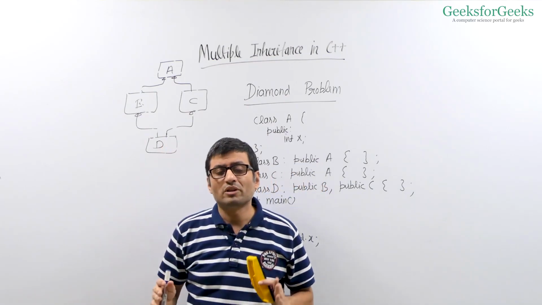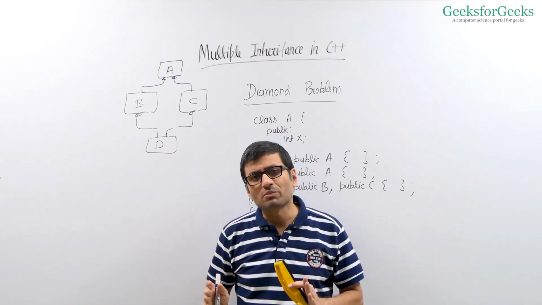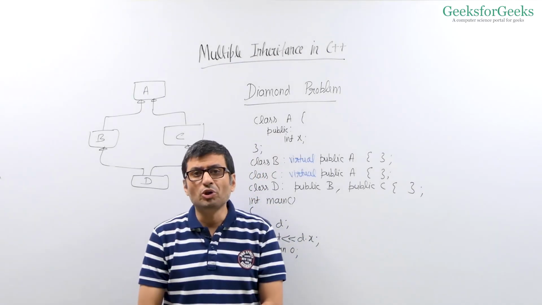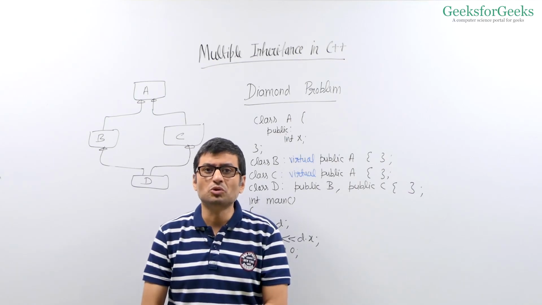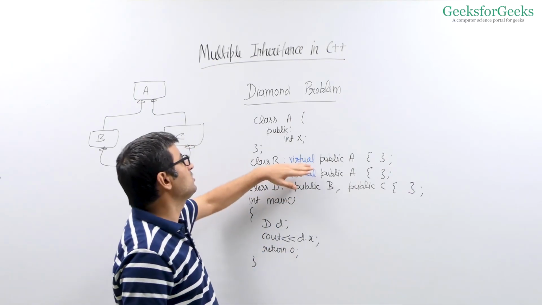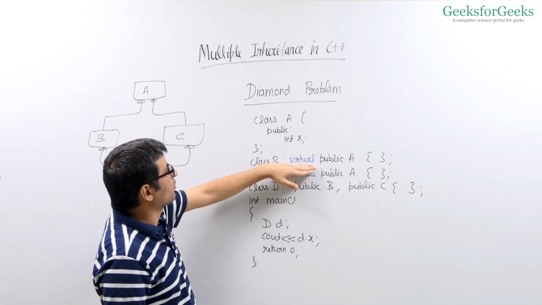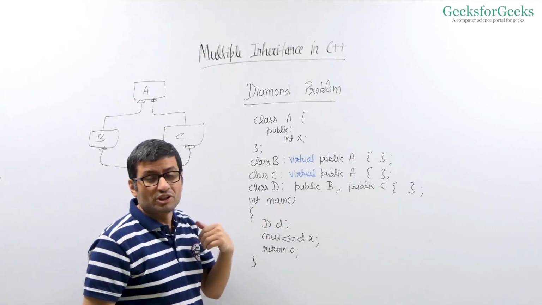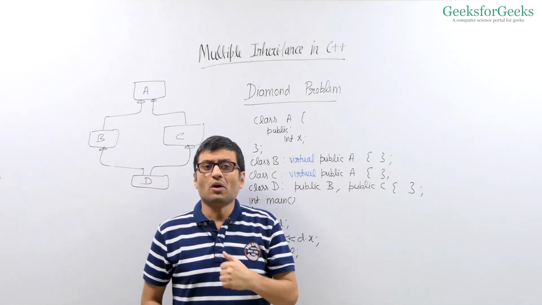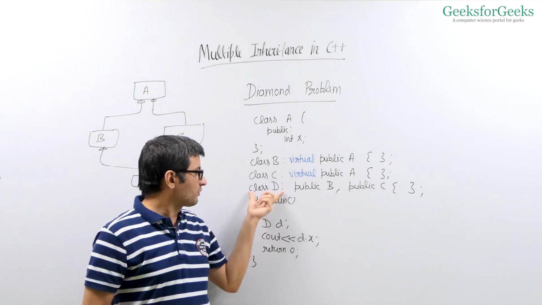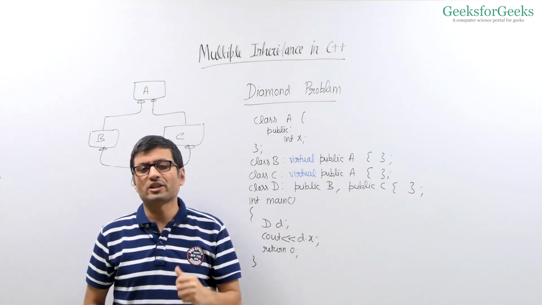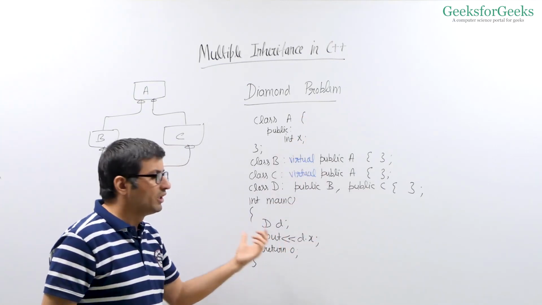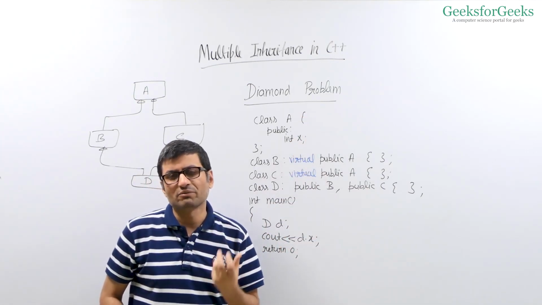So this is the problem, the diamond problem, and C++, since it allows multiple inheritance, has a solution for it. The solution by C++ is to use the virtual keyword. We use the virtual keyword when we inherit from class A, so we use it two times. What is the advantage of the virtual keyword? What do we achieve? When we create an object of D, the constructor of A is called exactly once. So now if you run this program, you will not get a compiler error. You will get some value of X.